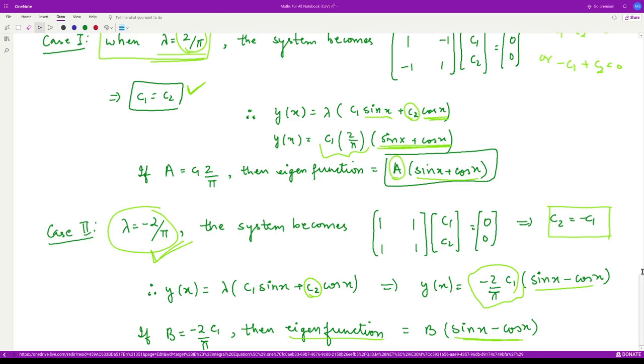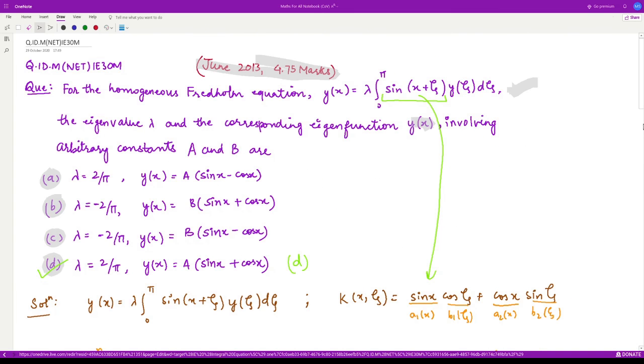So let us look at our options. For lambda is equal to minus 2 upon pi, y(x) is equal to this. So option C is also the correct option. So the only correct options are C and D.